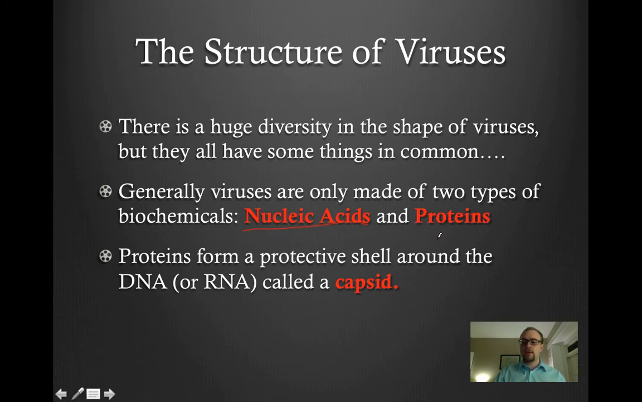And the other type of biochemical that viruses are made of are proteins. So remember, proteins are the essential building blocks of life, and they are made up of amino acids. So proteins form a protective shell around the DNA, or sometimes RNA, and this protective shell is called a capsid. And this is just something I want to highlight. A lot of viruses have DNA as their genetic material, but there are a lot of viruses as well that have RNA as their genetic material.